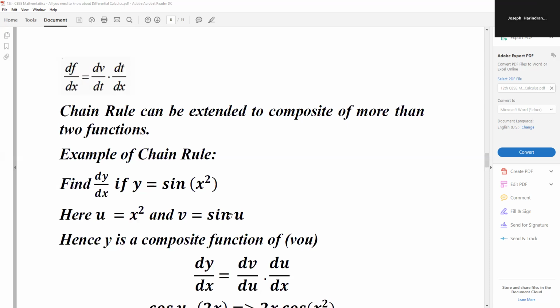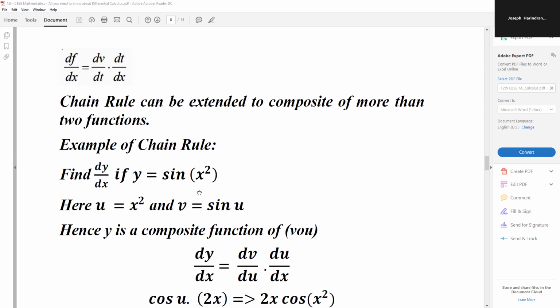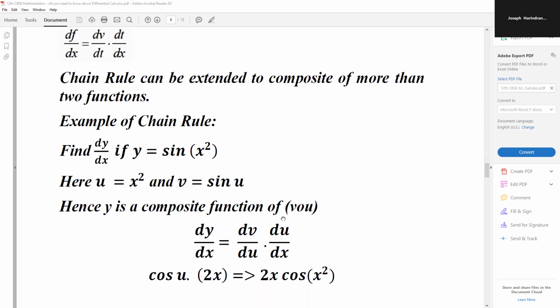This is a chain rule, which can be extended to composite functions of more than two functions. Here we have given an example of how we differentiate dy by dx if y is equal to sine of x squared. Here u is a function of x, which is x squared. v is a function of u, which is sine u. The composite function is v o u. We now define dy by dx is equal to dv by du into du by dx.